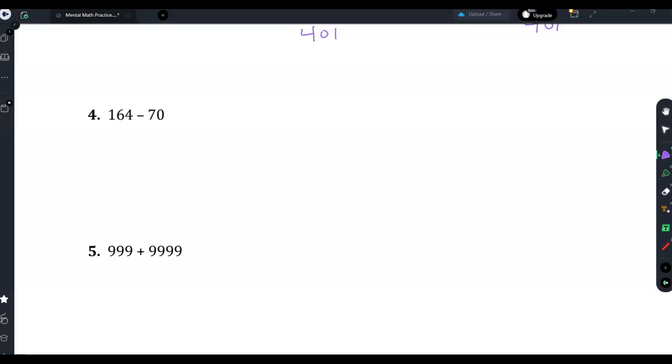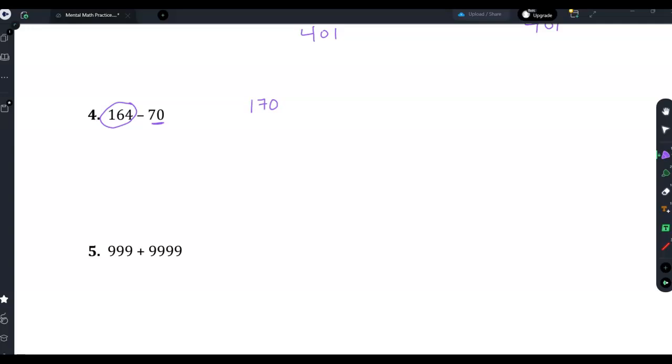For 164 minus 70, I tend to like adding and subtracting things that end in zeros. That tends to be easier for me. So the way that I think of this is, even though typically we wouldn't round that up, since I would really like to subtract 70 from that, I would say that's close to 170. So I would say, okay, let's do 170 minus 70, and then I'll worry about the fact that it wasn't quite 170.